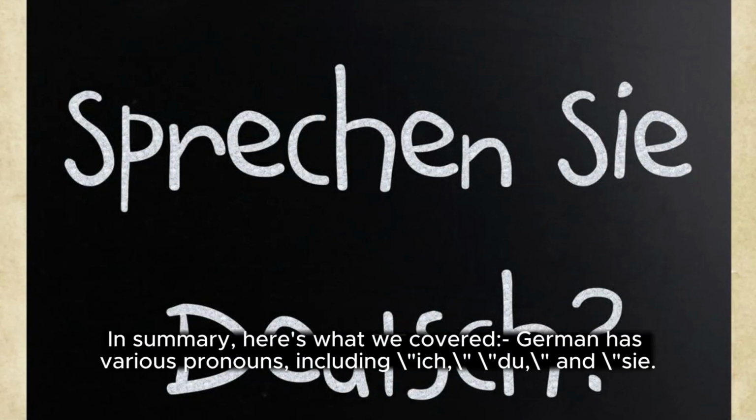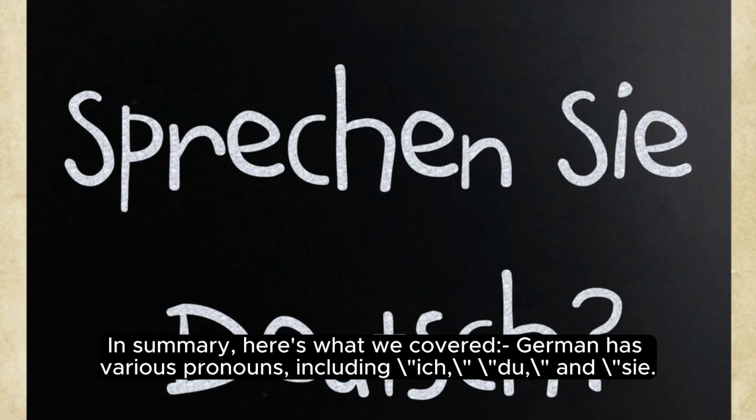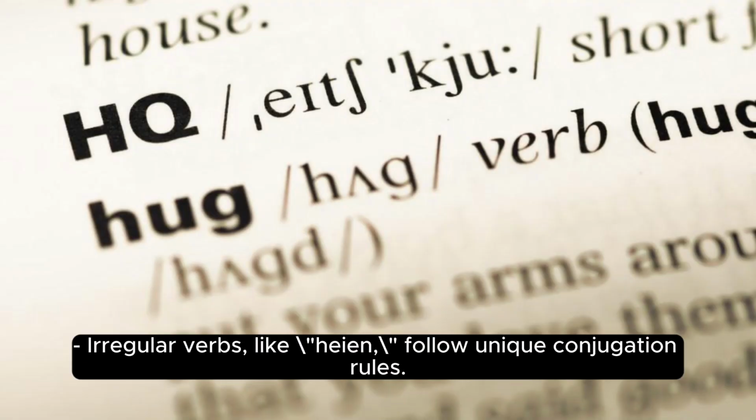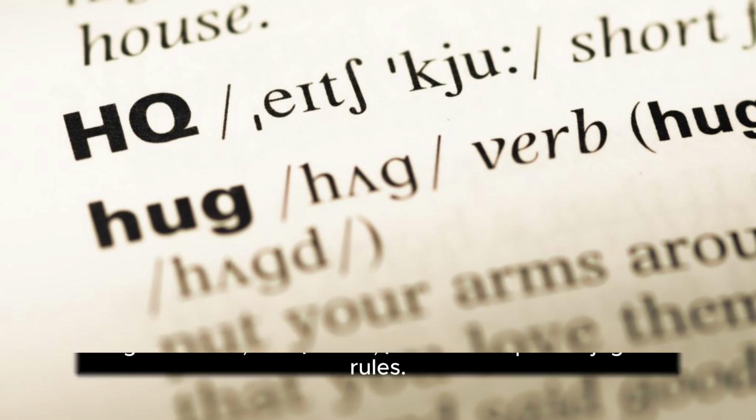Summary. In summary, here's what we covered. German has various pronouns, including ich, du, and sie. Verb conjugation depends on the subject: e for ich, st for du, and n for sie. Irregular verbs, like heißen, follow unique conjugation rules.